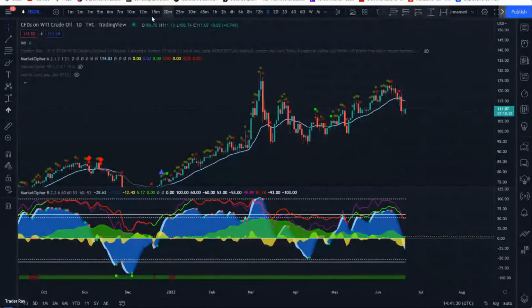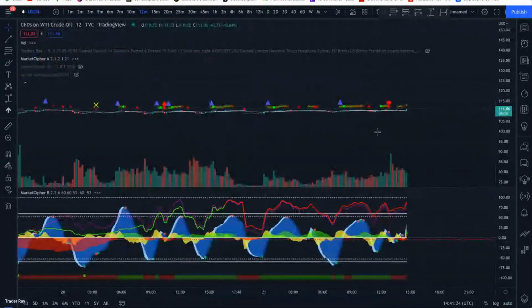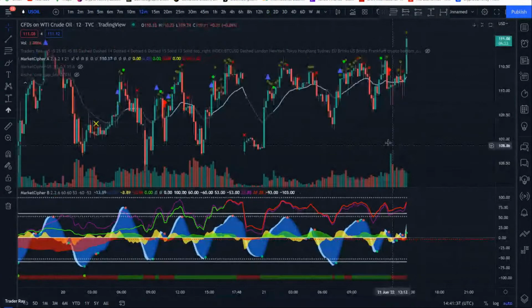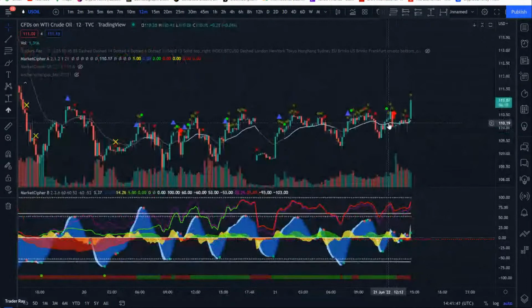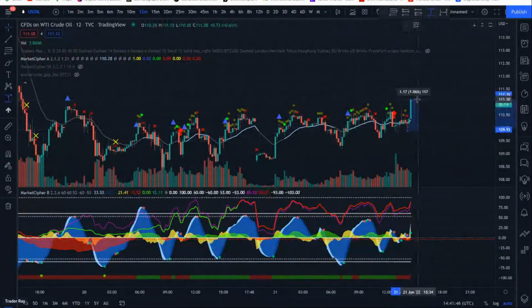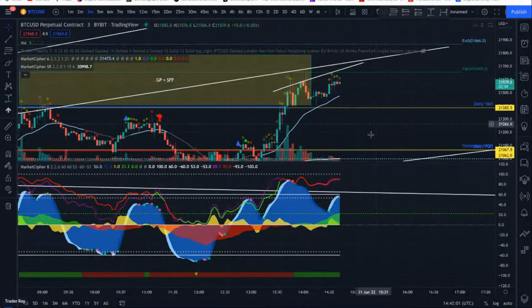Oil then going higher. Looks good. Oil pumping. 1% on oil. Let's go. Dollar index going lower. BTC not pumping yet. We are waiting for that pump. Come on. Give us a 0.5% or 1% and then just drop down. That will be our confirmation.